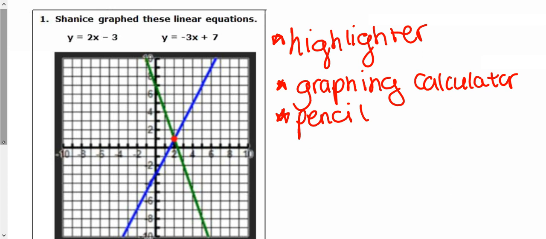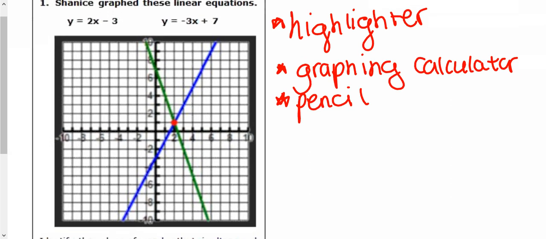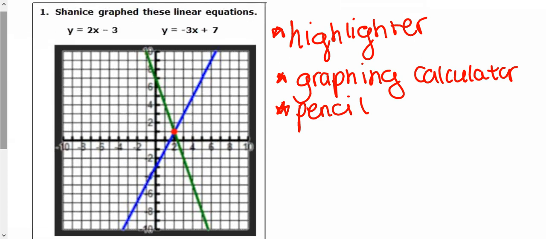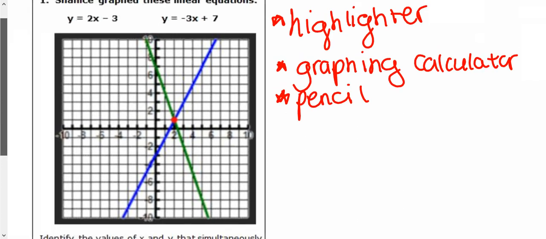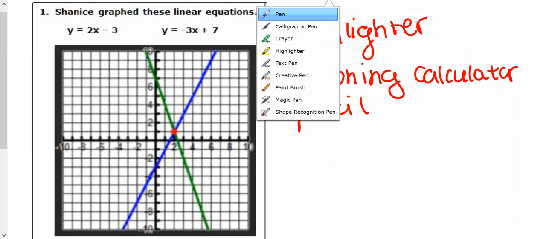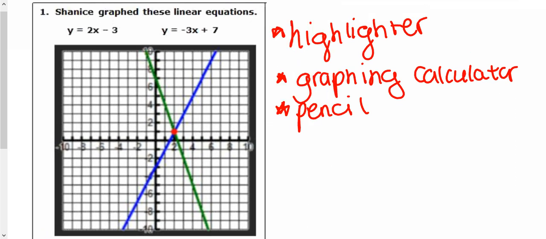Okay, so we are going to get things going here. So let's graph these linear equations: y equals 2x minus 3, and y equals negative 3x plus 7. Let's go ahead and just identify which line is which. If we look at the first one, 2x minus 3, I grab my highlighter. 2x minus 3 has a positive slope and a y-intercept of negative 3.